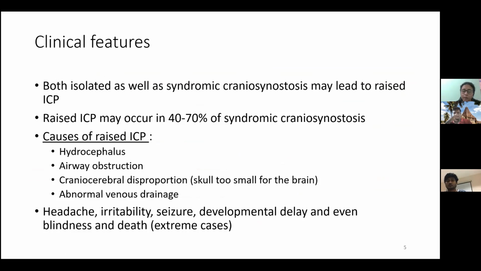Other than that, both isolated and syndromic craniosynostosis may lead to raised ICP. However, raised ICP is more common in syndromic craniosynostosis, and the causes include hydrocephalus, airway obstruction, craniocerebral disproportion, that is, the skull is too small for the brain, and abnormal venous drainage. And symptoms of raised ICP can be headache, irritability, seizure, developmental delay, and in severe cases, blindness and sudden death.